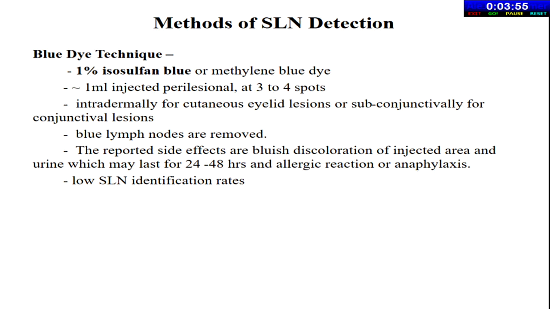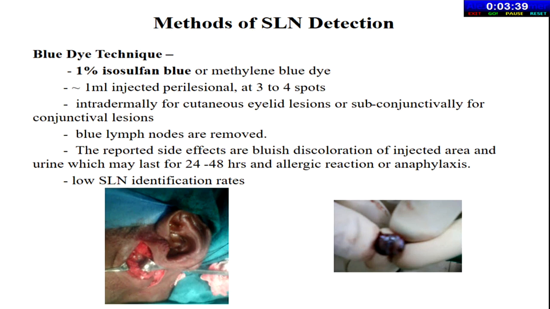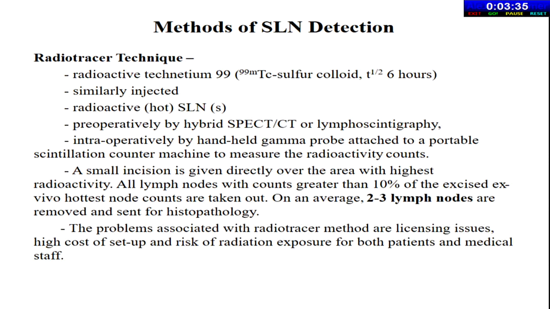And the main disadvantage or limitation, I would say, is the low sentinel lymph node identification rate with only blue dye technique. I'll come to the other technique also. This is one patient where you can see the stained lymph node, and this lymph node was taken out, and this was positive on histopathology.